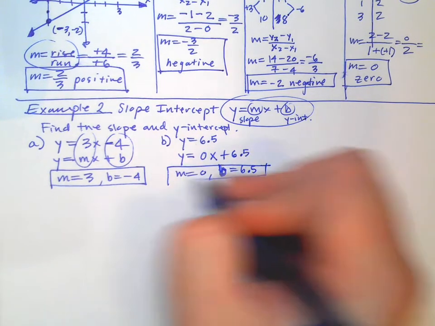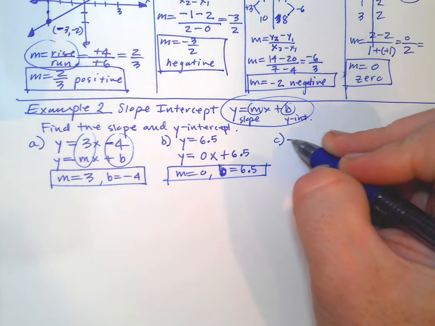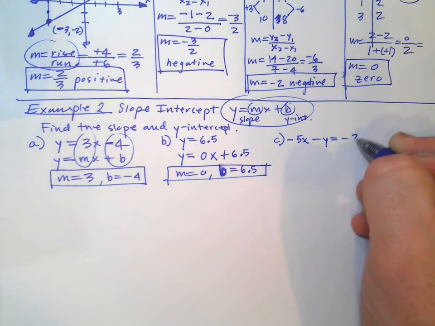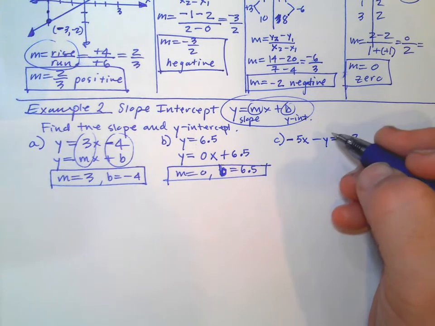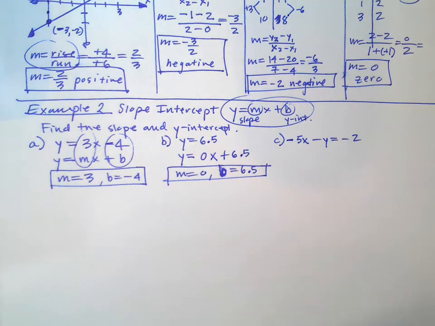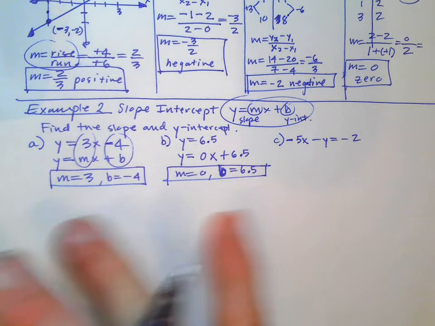So you got to get a little creative. C, negative 5x minus y equals negative 2. Now, we need to try and get in slope-intercept form. By the way, you're going to want to get in slope-intercept form so you can find the y-intercept and slope easily, so you can make your graphs easily. Sometimes the equation will not be in slope-intercept form, so you got to move things around.